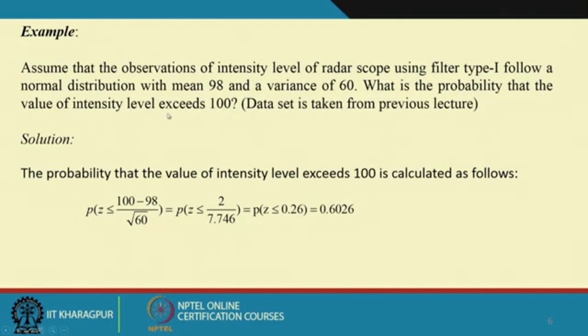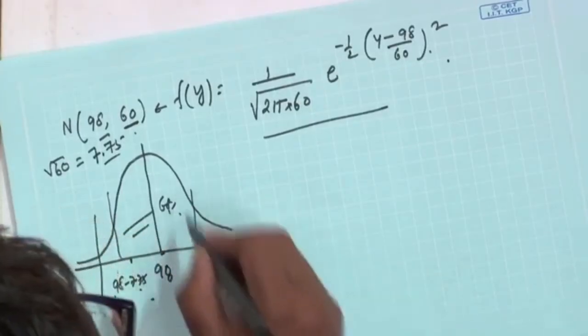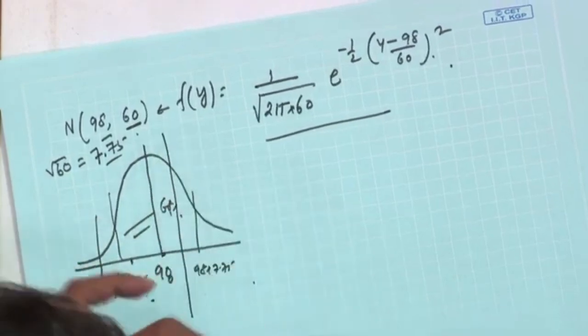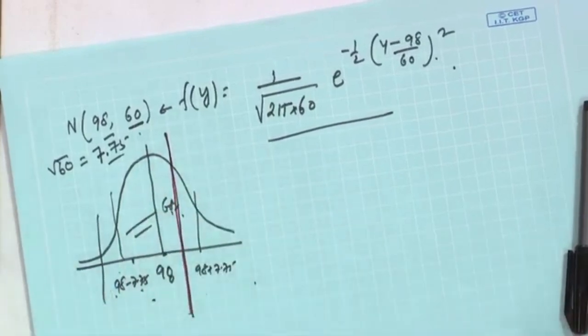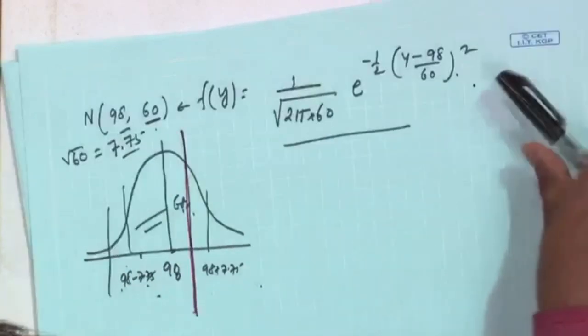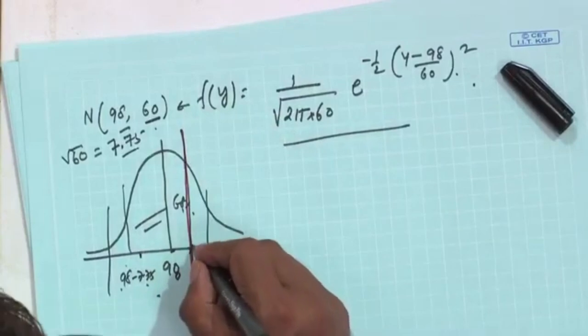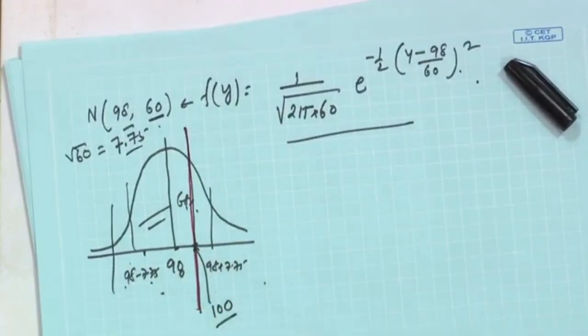The value of the intensity level should not exceed 100, that is what we are interested in. Okay, so that means if it is 98, somewhere here is 100. Please don't think of the top one as the vertical axis; we are talking about this value only. Suppose this is 100.